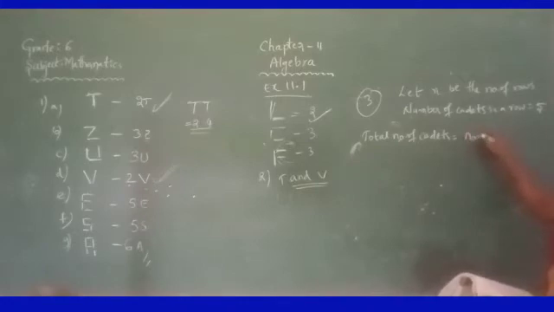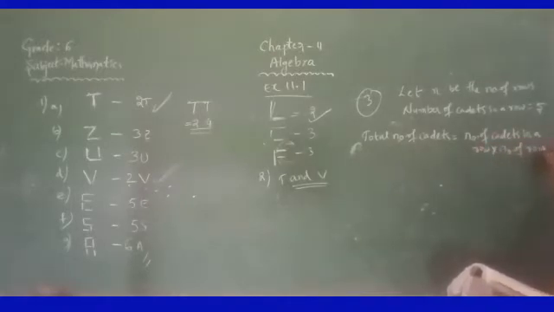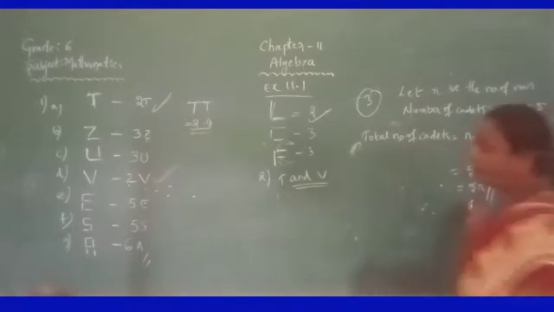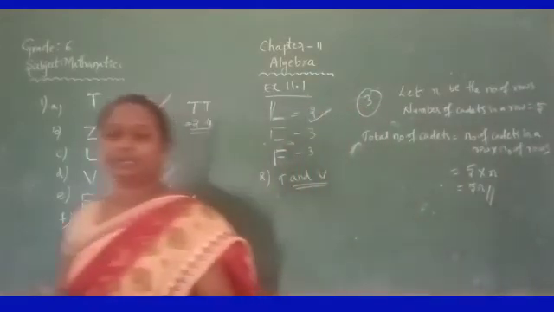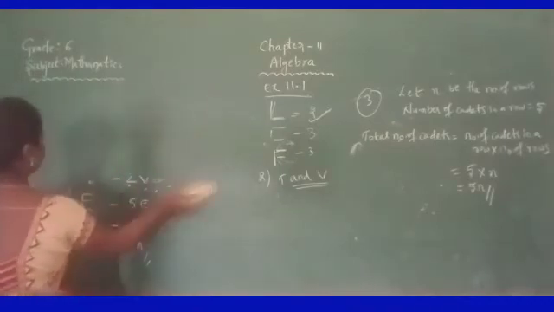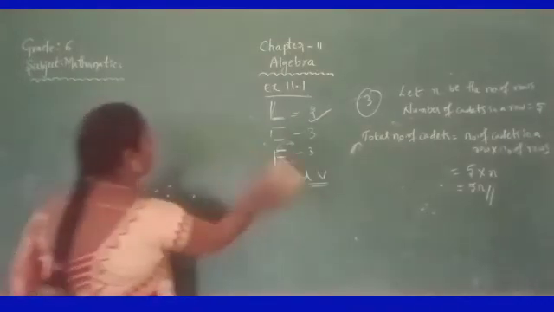Number of cadets in a row into number of rows. Number of cadets in a row, how many? 5 cadets. Number of rows are n. Then what is the rule? 5n. The total number of cadets rule is 5n. Like that we can find the total number of cadets. Okay children? Right. Next, copy the fourth question in your notebook.